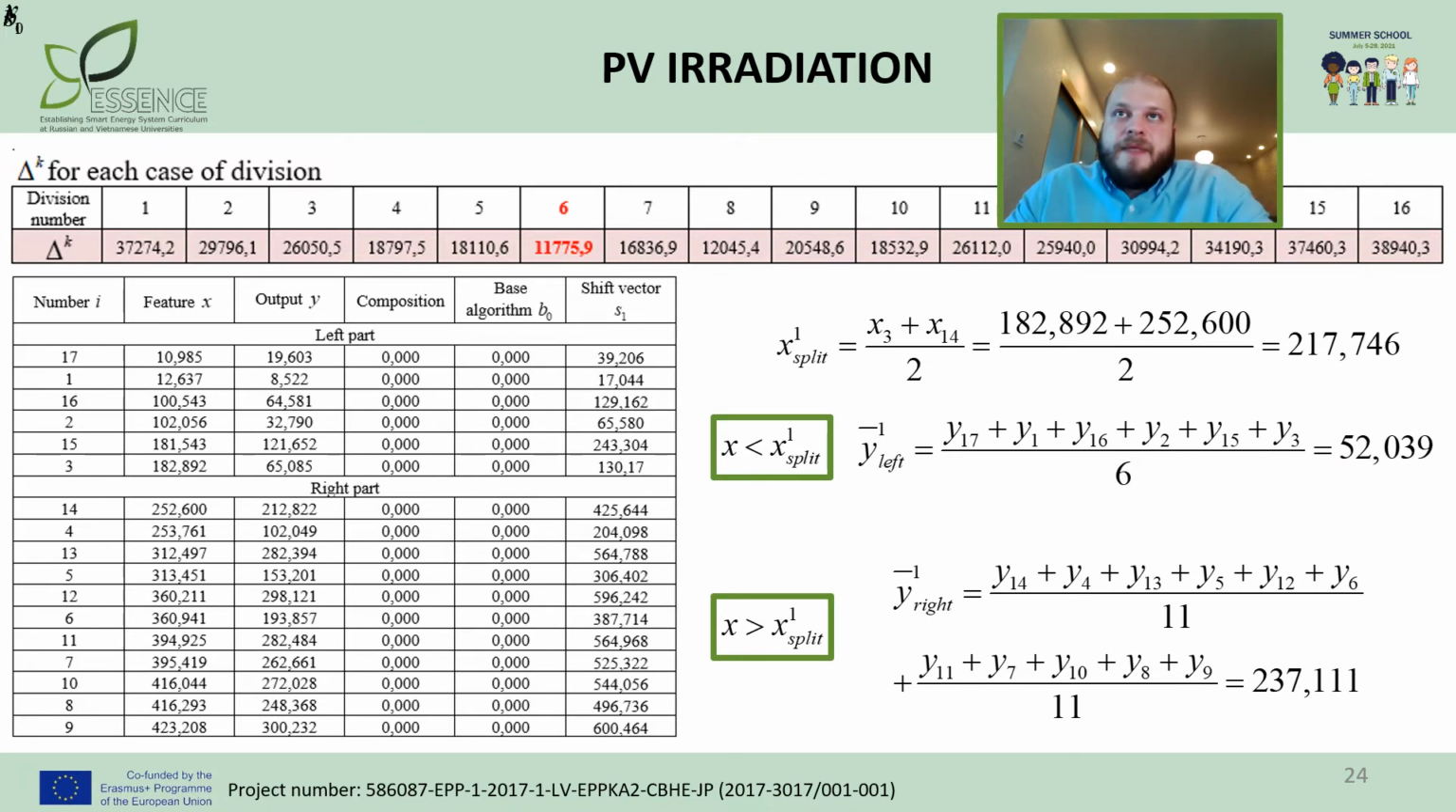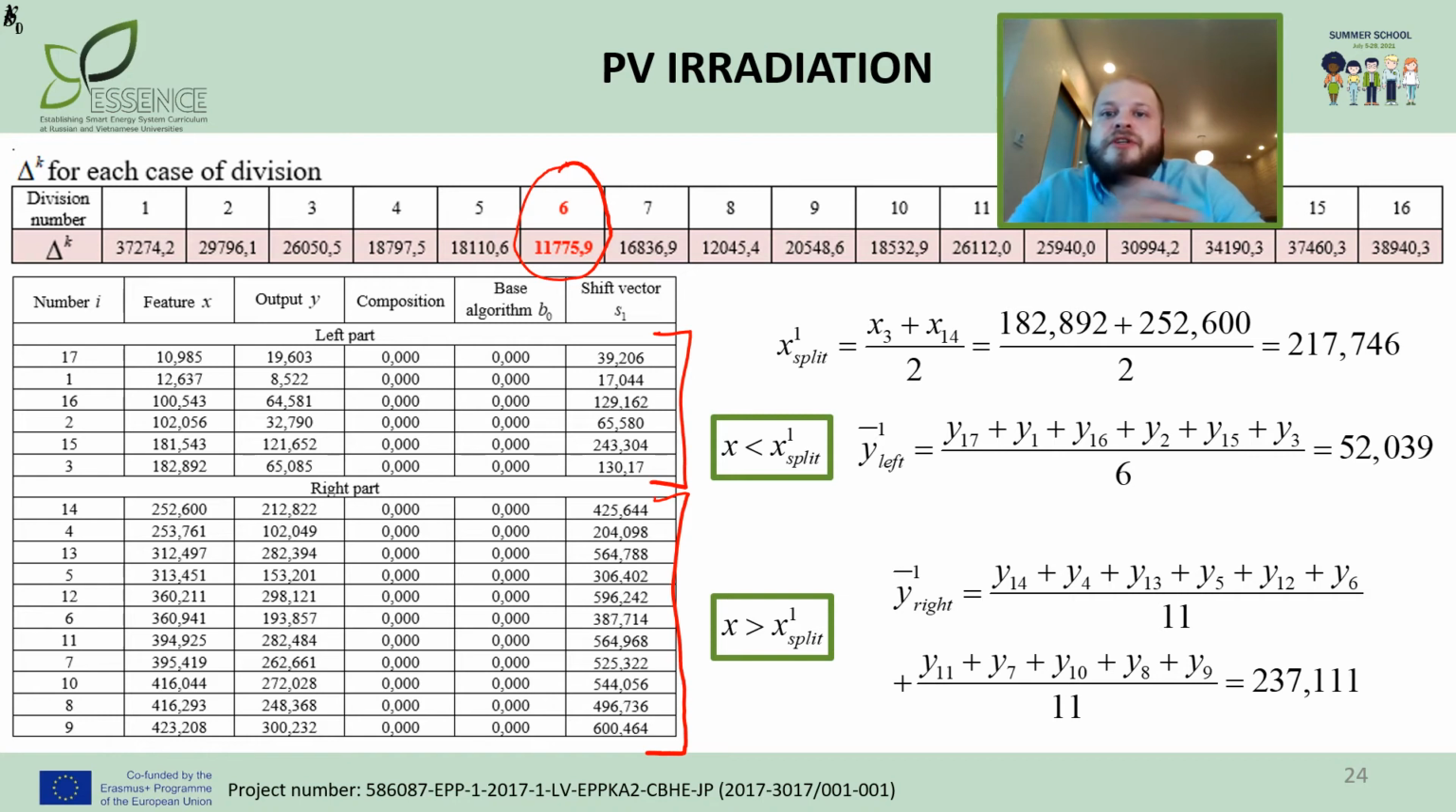Okay, so we calculated delta, and what is really important is that the minimum delta corresponds to the optimal case of dividing the sample into two parts. And for the given case, it's number 6. As a result, we divide the initial data sample into two parts. And this one corresponds to the left part, and this one corresponds to the right part.